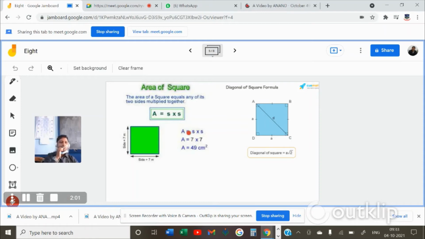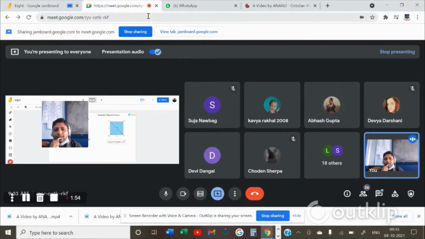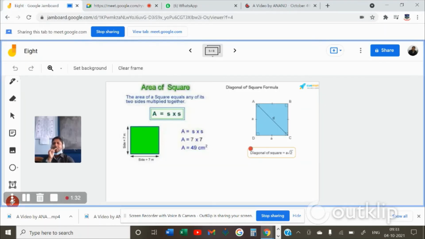So now you can tell me, Shravan, you are there? Sarad, sorry. Sarad, you are there? Shiksha, you are there? Okay, Angel, Swastika, are you there? I can see very few. Okay, Swastika is there. Swastika, you tell me, when I multiply these two sides, what is my area?